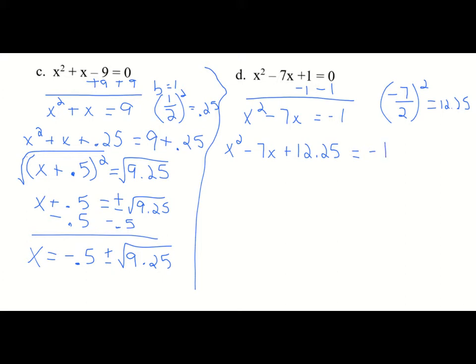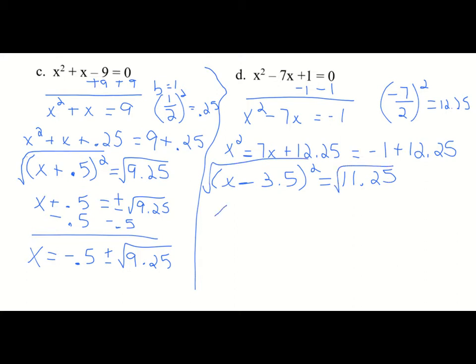Negative 1 plus 12.25. So that will give us, when we factor, again, the square root of 12.25 is 3.5. It's whatever you get when you take that b term and divide it by 2. And because this sign's a minus, we're going to factor with a minus. So x minus 3.5 squared is equal to negative 1 plus 12.25, which will give us 11 and 25 hundredths. Take the square root of both sides.